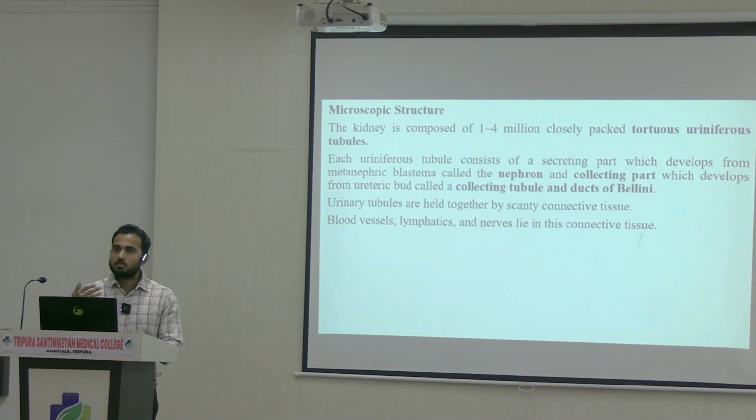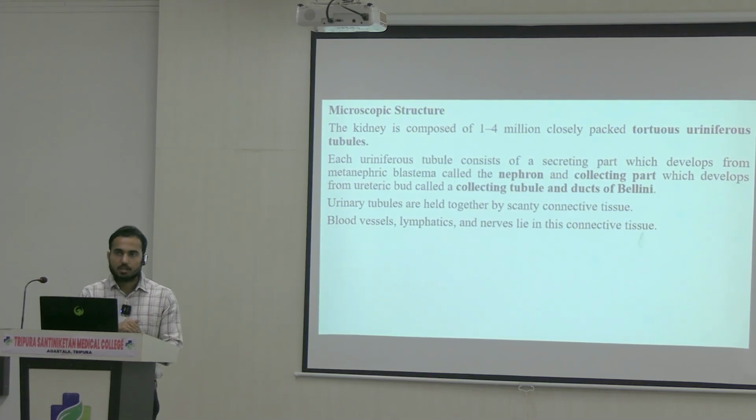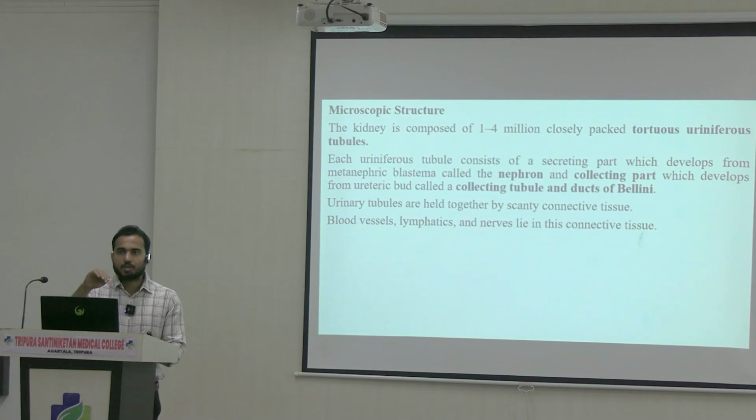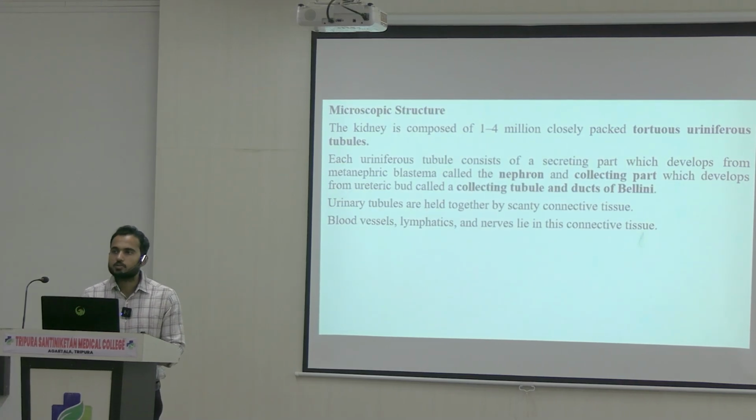Next, that was about the coronal section of the kidney. In the coronal section we have seen the cortex and medulla, what is present in the cortex and what is present in the medulla. Now we have to go inside the cortex and the medulla to see what exactly is present. For that we have to discuss the microscopic structure.